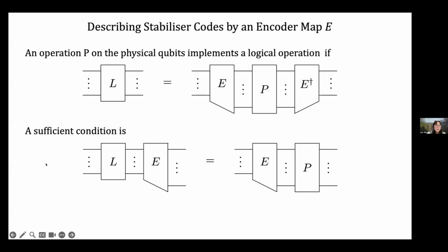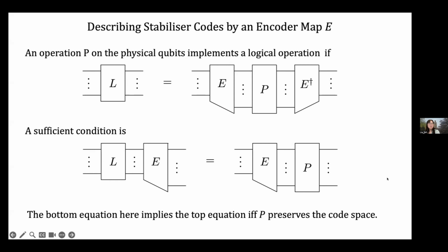So we looked at pushing through the encoder, which is a sufficient condition for this top equation here. So long as L then E is equal to E then P, that implies the top equation on this slide. We call this pushing through the encoder because you can start with the desired logical operation L and just push through E, and then the ZX diagram you get at the end is exactly what P should be. And we showed in that paper how to push arbitrary ZX diagrams through arbitrary phase-free ZX calculus encoders, so it works for any CSS code.